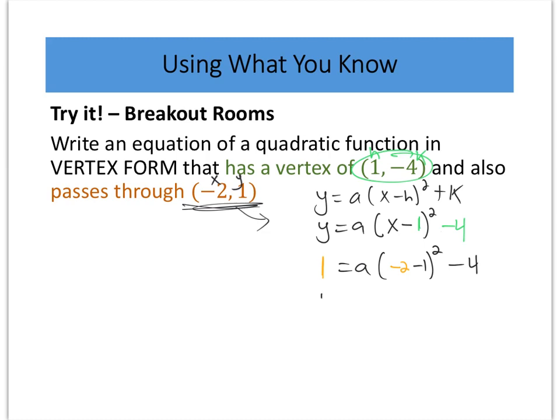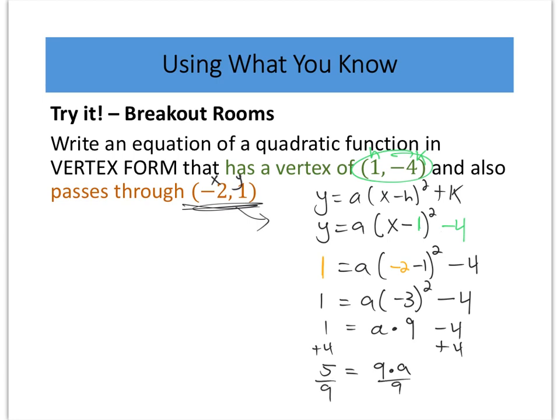And then it's a solving game. So 1 equals a times negative 3, quantity squared, minus 4. Negative 3 times negative 3 is 9. So we've got a times 9, so minus 4. 1 equals all of that. So I'm going to just solve it. So plus 4, plus 4. So we got 5 equals 9 times a, or a times 9. It doesn't really matter. And then we're going to divide both sides by 9. So we've got this funky fraction. So a equals 5 over 9ths.